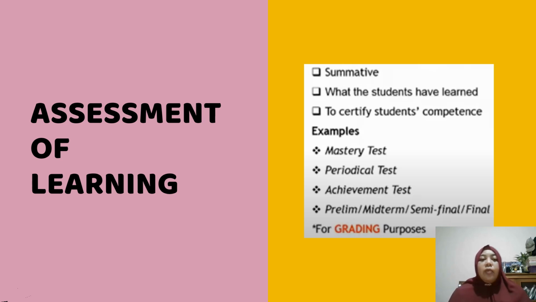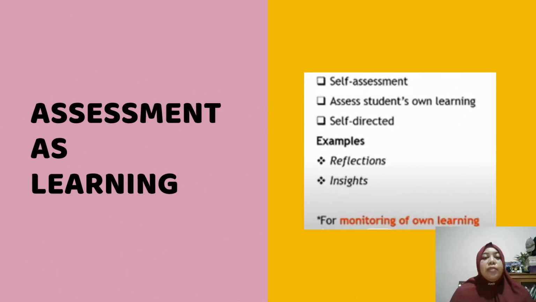The third one is assessment as learning. Assessment as learning is known as self-assessment. It assesses students' own learning, and also it's a self-directed assessment. Examples are reflections or insights, and the purpose is monitoring of one's own learning.